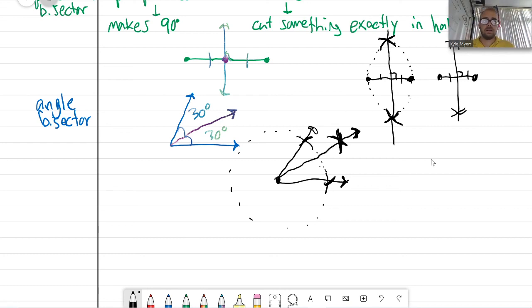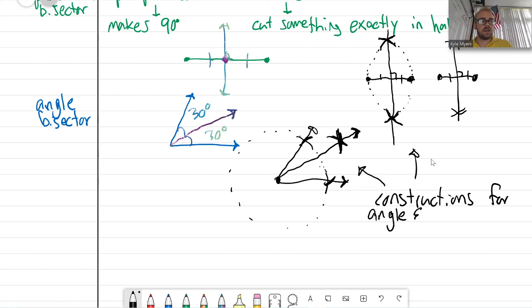You will see something like this on the test for sure. So make sure you guys got this. It's angle bisector, all right? So it cuts the angle exactly in half. This is what the constructions look like, all right? So these are the constructions for angle and perpendicular bisector.